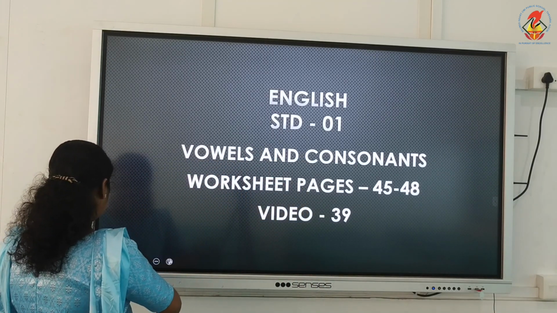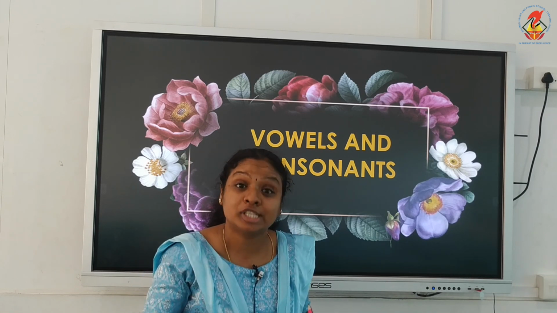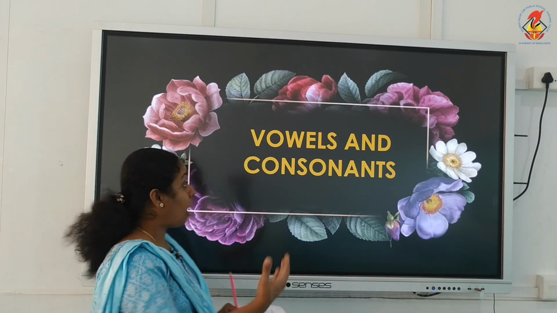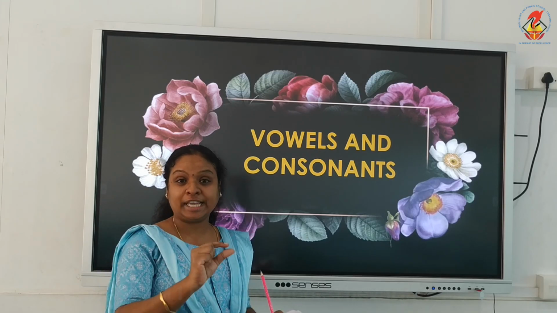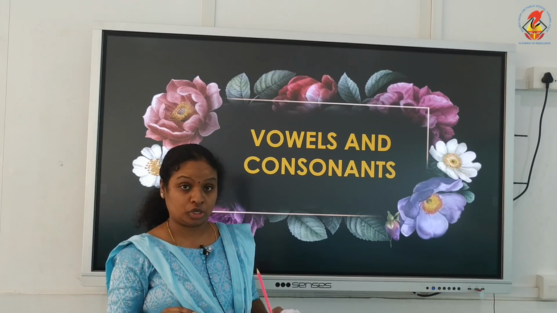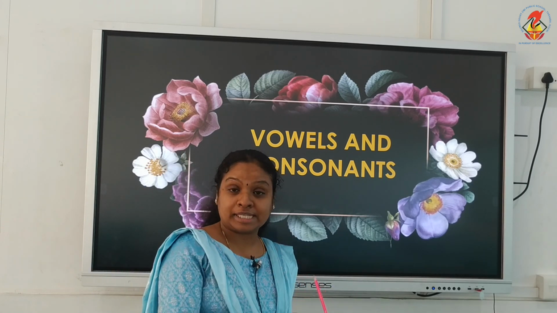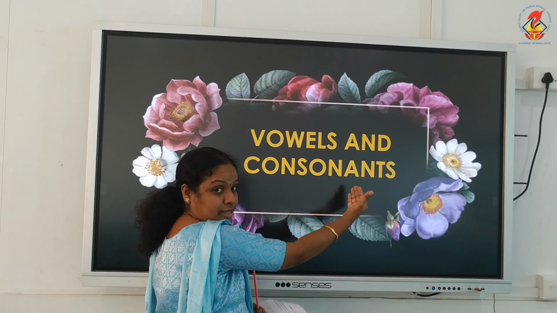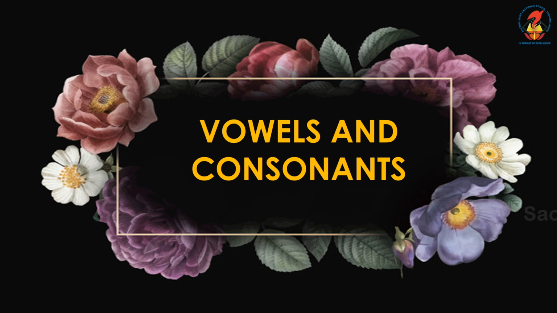The 26 letters can be divided into 2 according to the sounds of the letters. They are vowels and consonants. Each letter has a different sound. So according to the sounds of the letters, we can divide 26 letters into 2. They are vowels and consonants. Repeat after me, children: vowels and consonants.